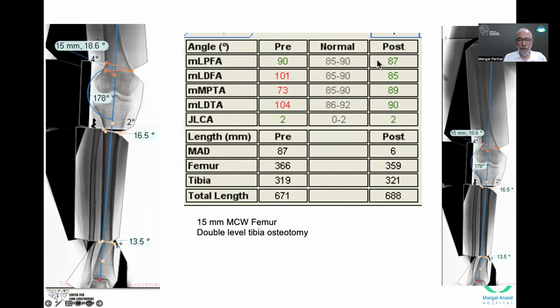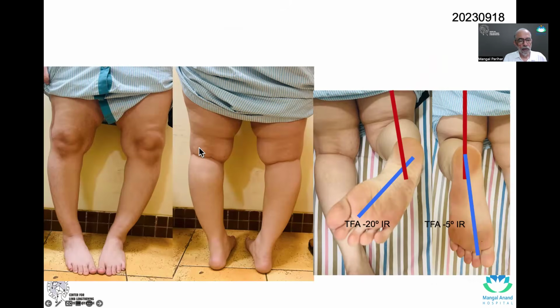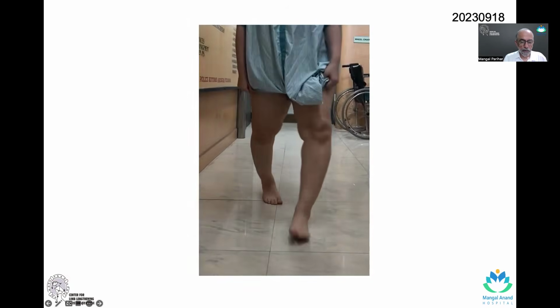And this is the simulated correction. Once we've done the correction, you can see all of the numbers are in the green range. So she had a right distal femur osteotomy around 4 months back before she came to us. And this is what it looked like. So you can see while the patella is looking forward, the feet are inward. And even if you look at the thigh-foot axis, both the legs show internal rotation, right more than the left. This is how she was walking.